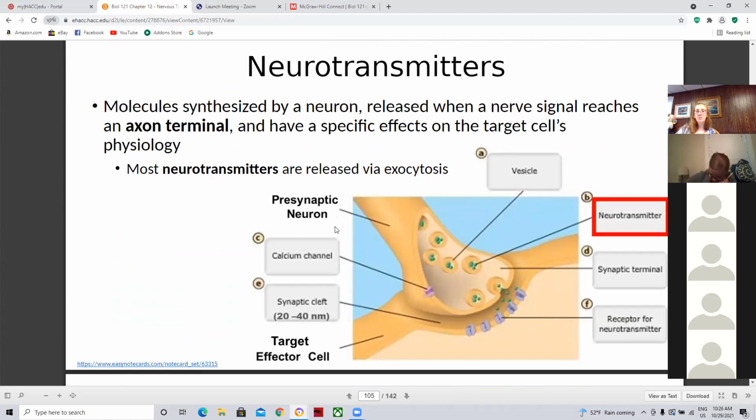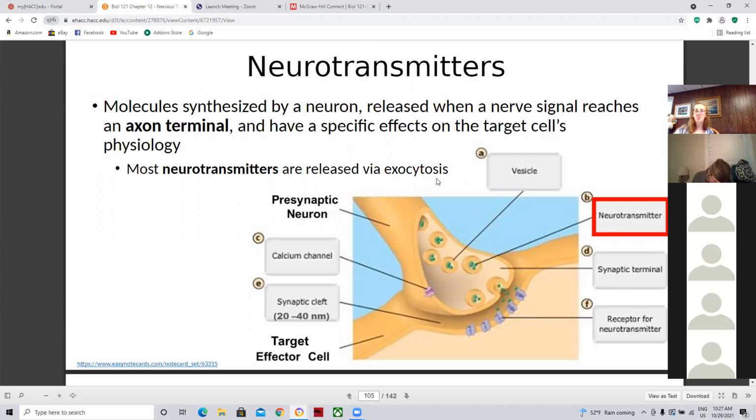So neurotransmitters are molecules that are synthesized by neurons, released when a nerve signal reaches an axon terminal. And that neurotransmitter is going to have specific effects on the target cell's physiology based on what receptor it binds to on the postsynaptic neuron. Most neurotransmitters are released via exocytosis.